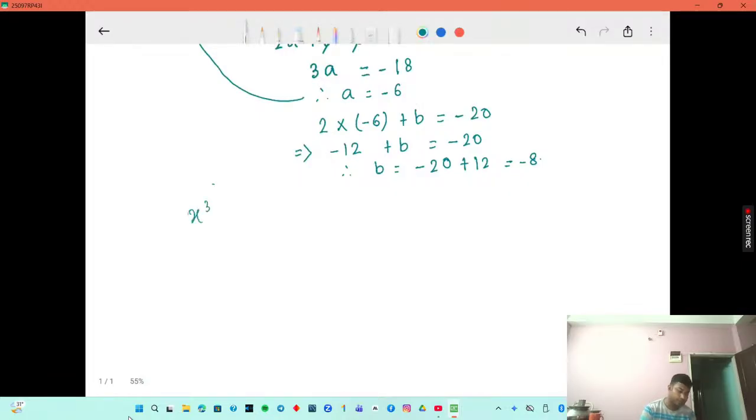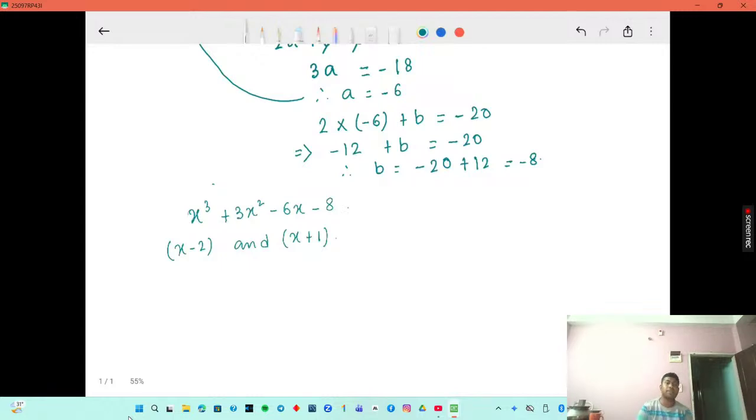x cubed plus 3x squared minus 6x minus 8. Okay, so in this question it is given that x minus 2 and x plus 1 are factors of this given equation.